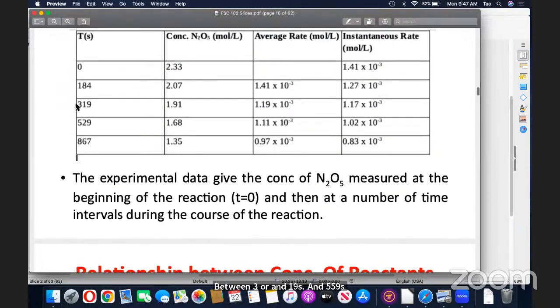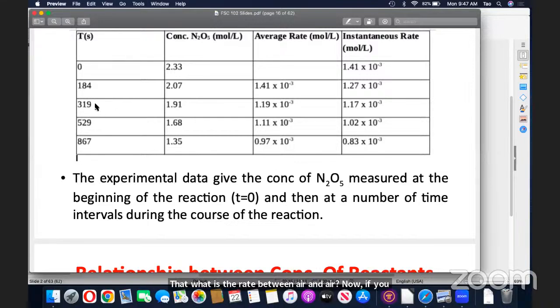That is from here, 319 seconds. So you want to see the rate, not the rate from the beginning to this place. You can do that also. But that example is only dealing with the rate from 319 to 529. What is the rate between here and here?